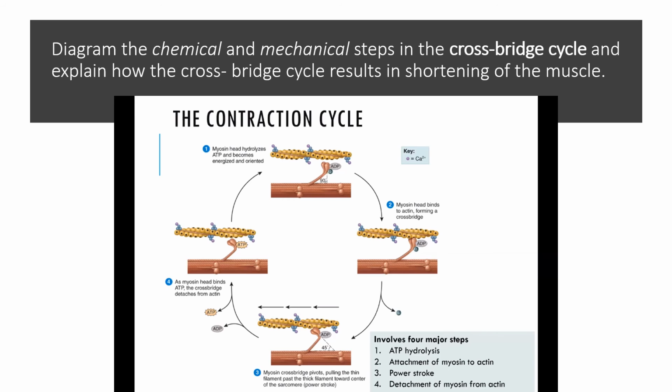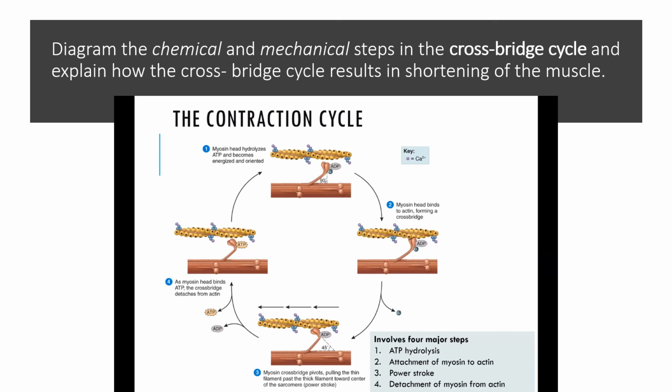In step 3 of this cycle, the myosin cross bridge pivots, pulling the thin filament past the thick filament toward the center of the sarcomere. This is known as the power stroke. This occurs when the myosin is releasing the energy it gained during hydrolysis, which causes an angle change from 90 degrees to 45 degrees. After the power stroke, ADP is released and ATP is attached to the myosin head.